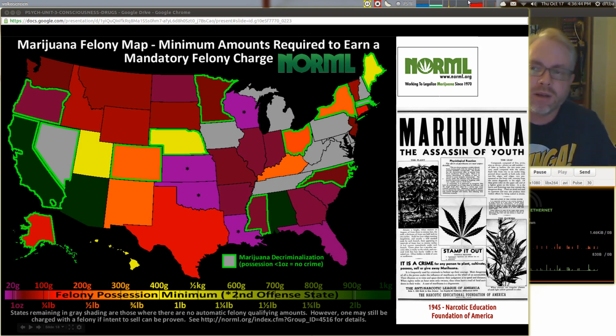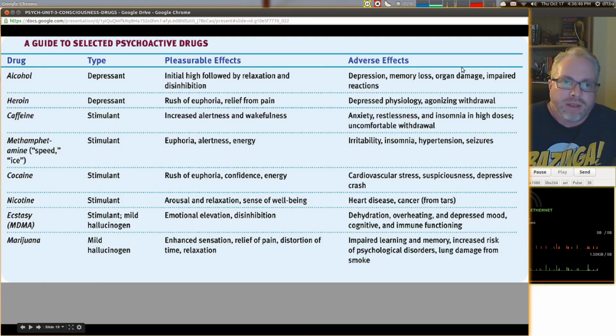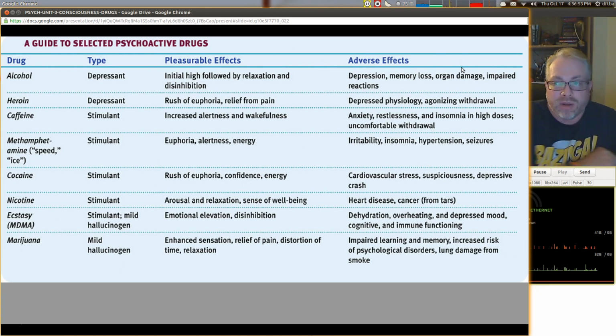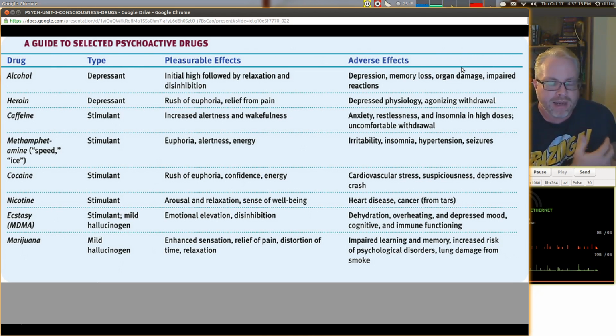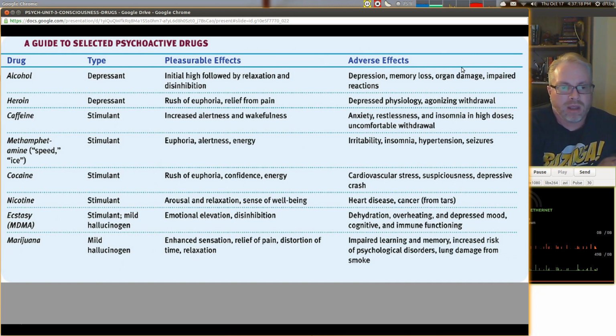So, drugs and alcohol, there's the whole list here for you, all the depressants and stimulants, and marijuana is a mild hallucinogen. It's not like LSD, but it enhances your sensations and relieves pain. It can distort time, and it can relax people. There are MS patients who take it and they don't smoke it. Not many people smoke it. They ingest it, and when you do ingest it, it has the same impact on you, maybe not as quickly. I don't know.